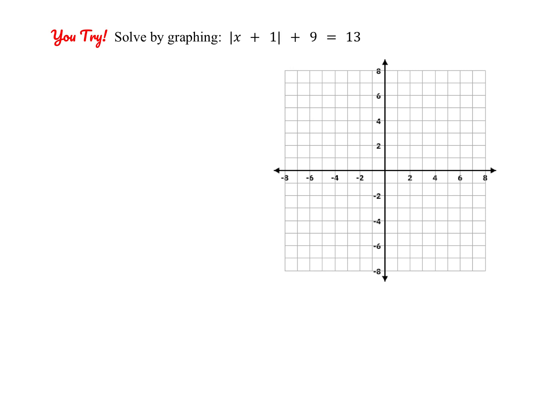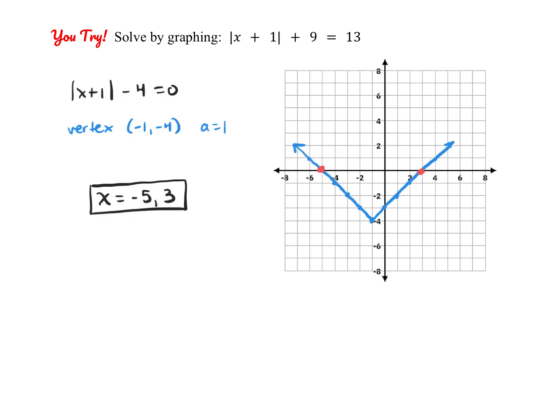All right, go ahead and try one on your own. Pause the video and hit play when you're ready to check. All right, go ahead and check here. So first I set my equation equal to 0, my vertex at (-1, 4), my slope to the right is 1, slope to the left is -1. So you can clearly see our 2 x-intercepts at -5 and 3.